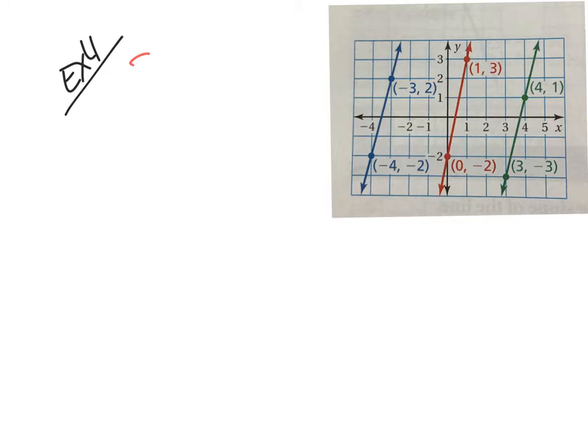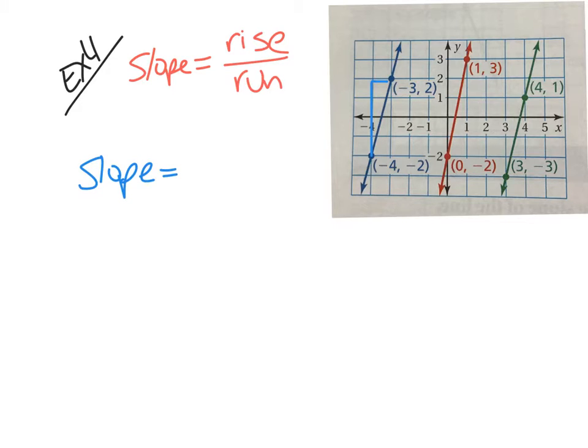So how do we find slope again? Rise over run, or change in y over change in x, whichever one you want to use. It's the same thing though. So let's look at the blue line first. What's my rise over my run? How many did I go up? 4. Over how many? 1. So my slope is 4 over 1, which can just be written as 4.